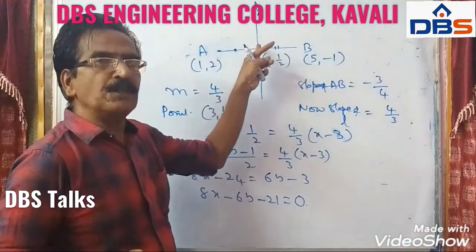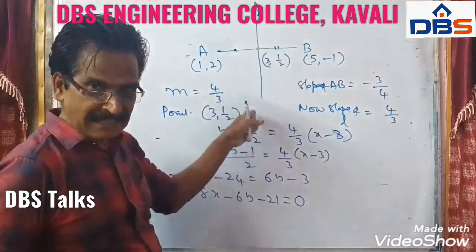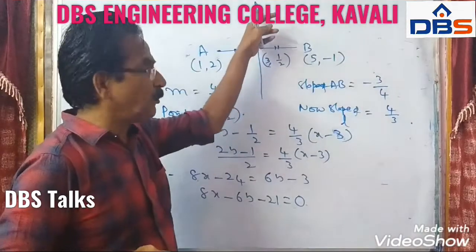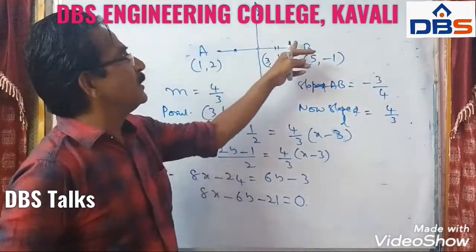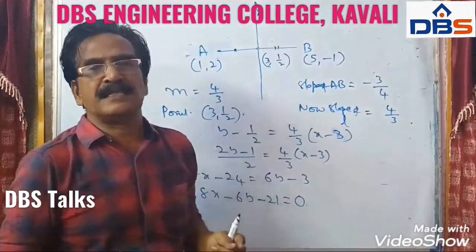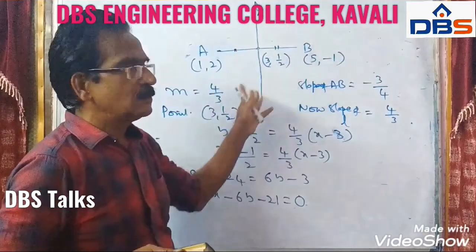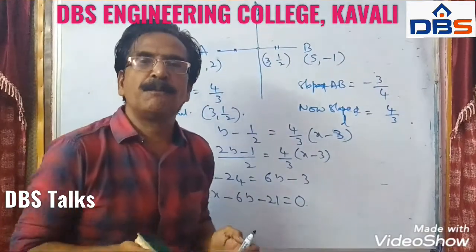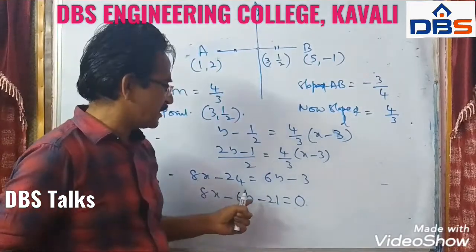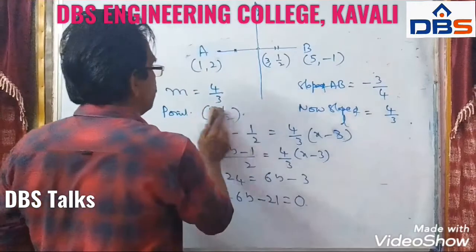So we found the point. This is the midpoint, since this is the bisector. We can find the slope of AB, and reversing it and changing the sign gives the slope of L. So by knowing the slope and point, we can find the equation 8x minus 6y minus 21 is equal to 0. Okay friends, now let us see one more problem.